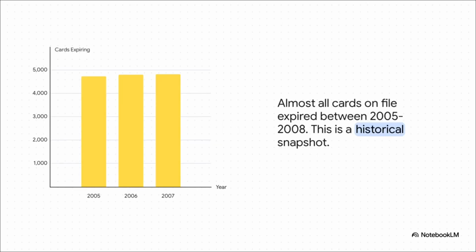But check this out, the expiration dates. They reveal something absolutely crucial. Almost all 19,000 of these cards expired between 2005 and 2008. So what does that mean? It means we're not looking at live up-to-the-minute data. We're actually analyzing a historical snapshot of the business from the mid-2000s. We've just dated our crime scene.